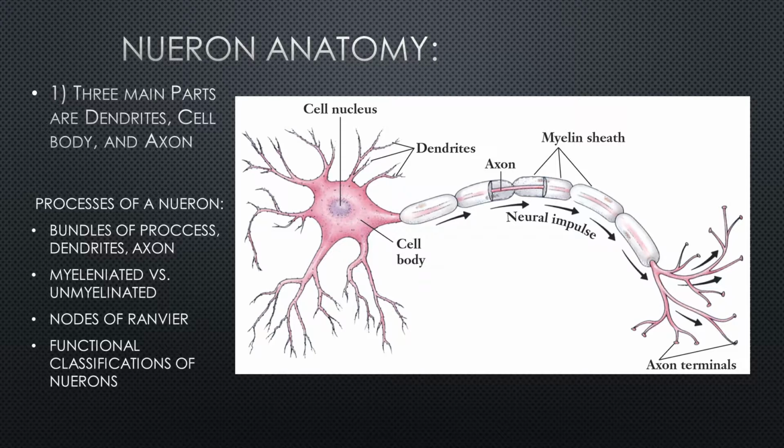Unipolar neurons carry sensory information into the central nervous system. Functional classifications of neurons also include interneurons, which are the most common and make up most of the central nervous system. These relay information between other neurons. Also included are sensory and motor neurons.